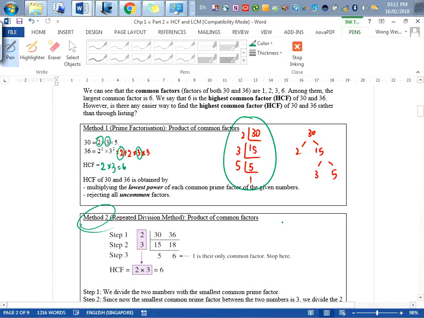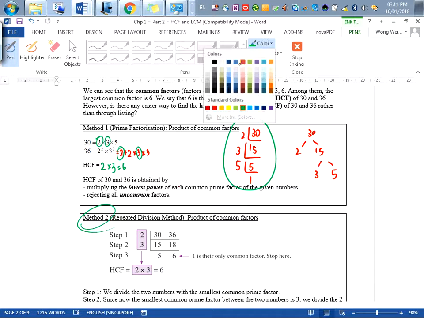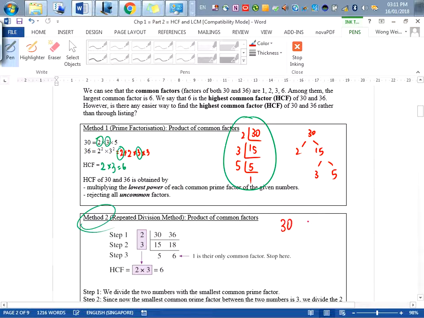Okay, we write down 30 and 36 at the same time. We are going to divide by the smallest prime number that I can find, right? So between 30 and 36, which is the smallest prime number? Yeah, 2 is a factor, so I'm left with 15 and 18 over here. Can I divide by 2 again? No, I can't. I need to use 3. So here I'm left with 5 and 6. Then I cannot move on anymore.